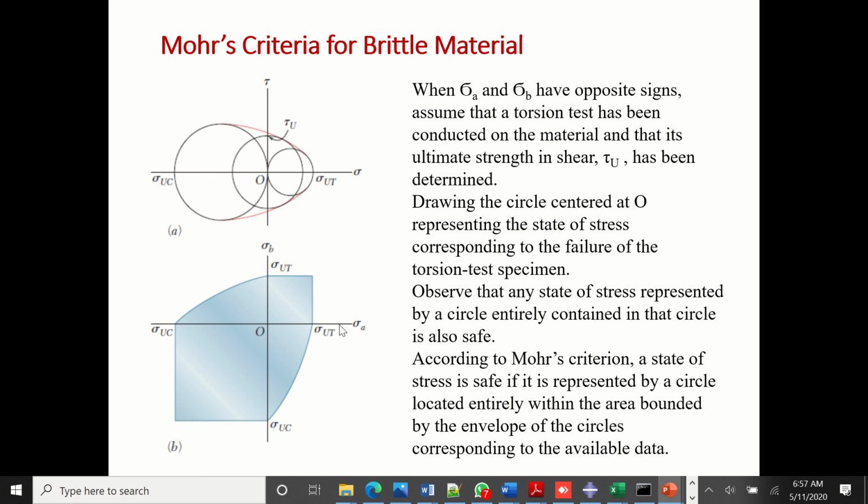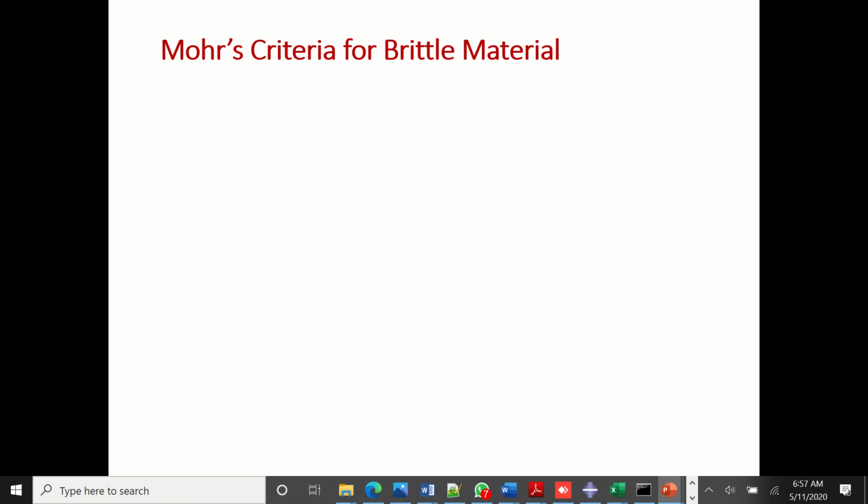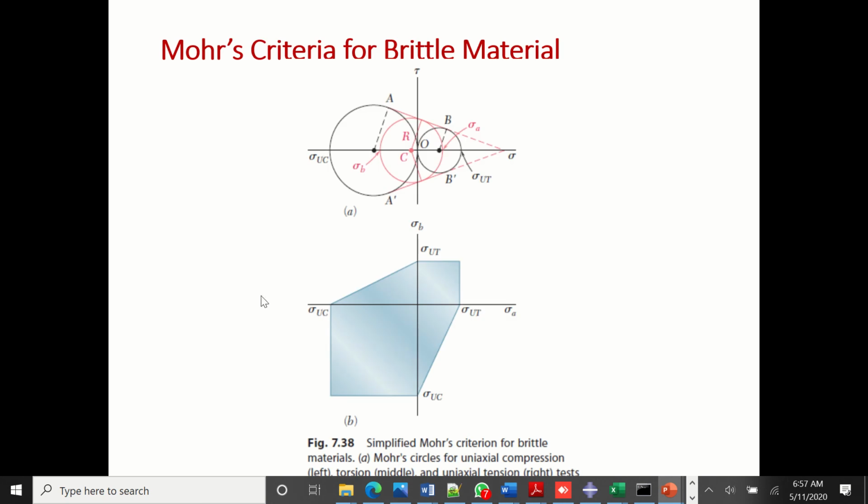So simplifying this criteria, we can plot this as straight lines between these two points for the torsion cases. So if in the torsion cases one principal stress is negative and the other one is positive, and it lies inside this triangle, we will say that the material is safe. If it lies outside, then vice versa.